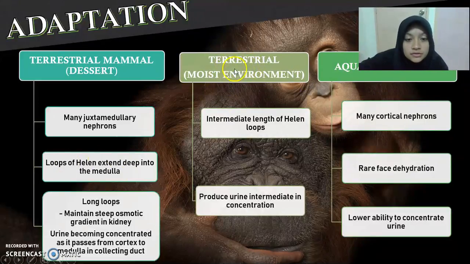And terrestrial mammals in a moist environment have loops of Henle of intermediate length. Thus, they will produce urine intermediate in concentration. Whereas aquatic mammals have many cortical nephrons compared to juxtamedullary nephrons because they rarely face dehydration. So they have a low ability to concentrate urine.